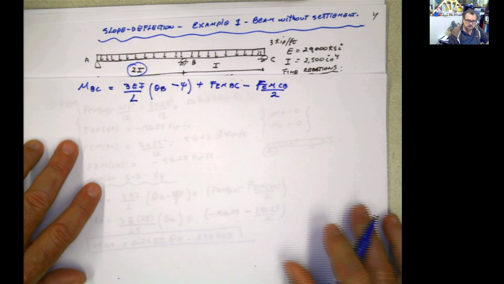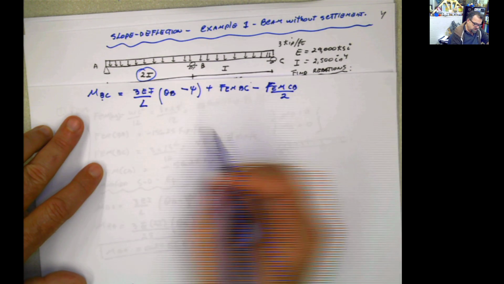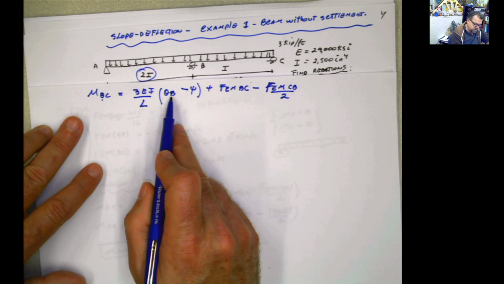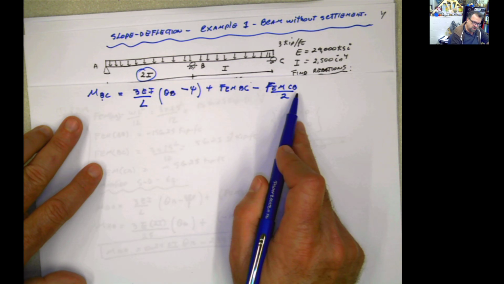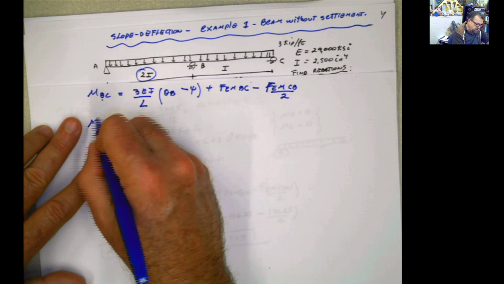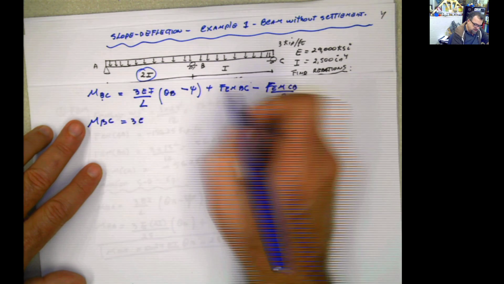It's the same equation all the time. Now just keep in mind these letters here. The first one is the first one here, and same thing here, and this is the other one. So that's the only thing that you have to keep in mind. So MBC is equal to 3E, in this case, I divided by L.